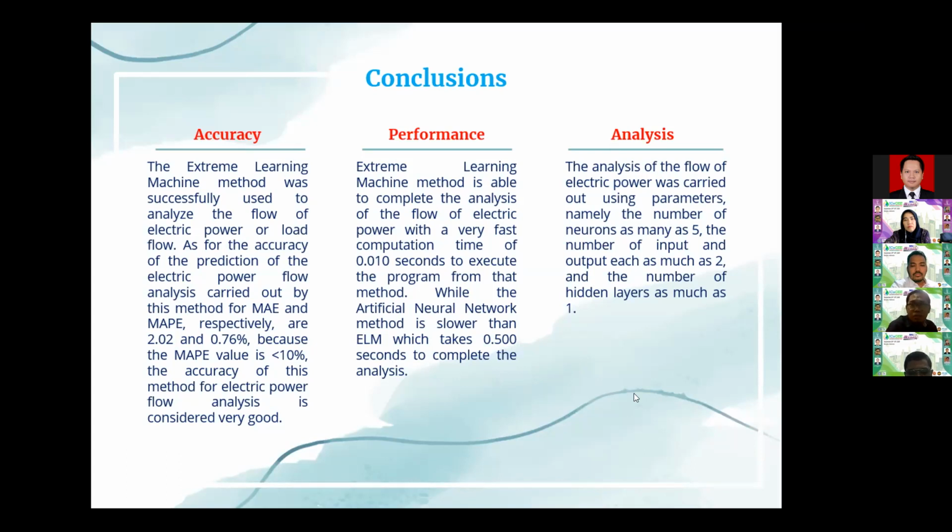The analysis of electric power uses these parameters: the number of neurons is just 5, the input and output are 2, and the number of hidden layers is just 1. Okay, I think that is my presentation about the power flow, comparing ELM and ANN. Thank you. I come back to the moderator, please.